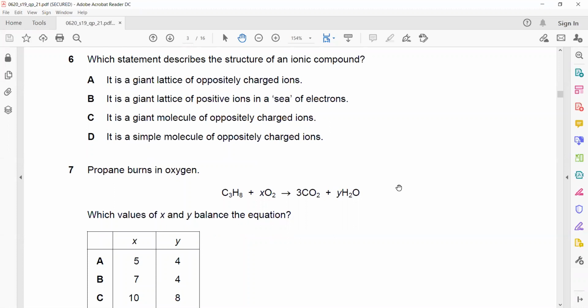Question 6, what's the right answer? A. Which statement describes the structure of an ionic compound? They have a giant lattice of oppositely charged ions.